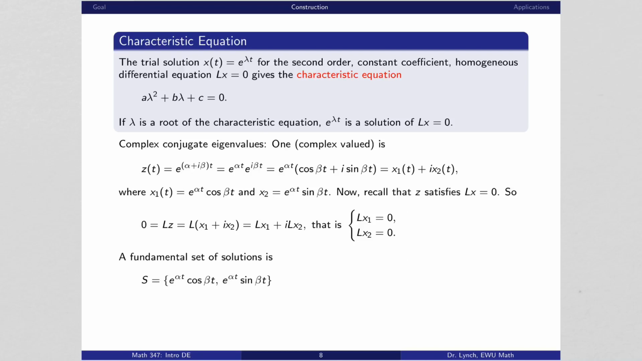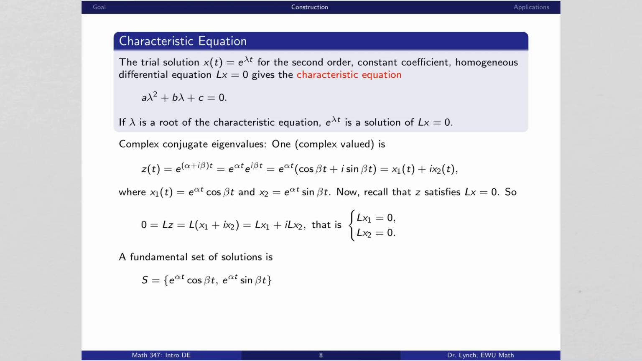Now I'm going to call that first function, e to the alpha t times cosine beta t, x1 of t, and the second function, e to the alpha t sine beta t, x2 of t. If you note that z satisfies the differential equation, then when we plug it in, we had better get 0. So Lz is 0. Since z is equal to x1 plus i x2, we can use linearity to see that Lx1 plus i times Lx2 is 0, which tells us that both x1 and x2 are solutions of the differential equation. Now this is really what we wanted.